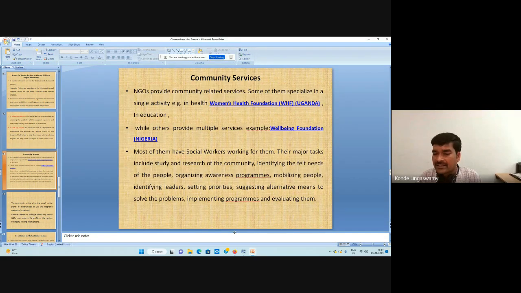Setting priorities, suggesting alternative means to solve the problems, and implementing programs. How to implement? Which is the first priority and which is the second priority, then implementing the program, and finally evaluating them. Has our purpose been reached or not?